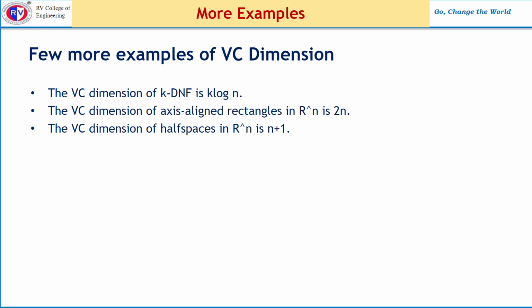The VC dimension for half spaces, that we have already seen in the example 3 where n equals 2, which was a two-dimension coordinate system, is n plus 1, where for two dimensions it was 3, and for three dimensions it will be 4. The planes would be dissecting the number of points in a 3D space.